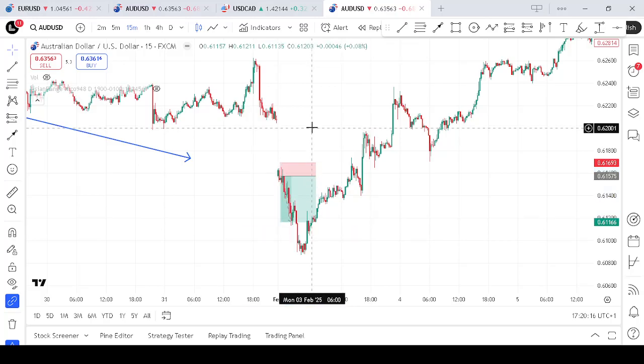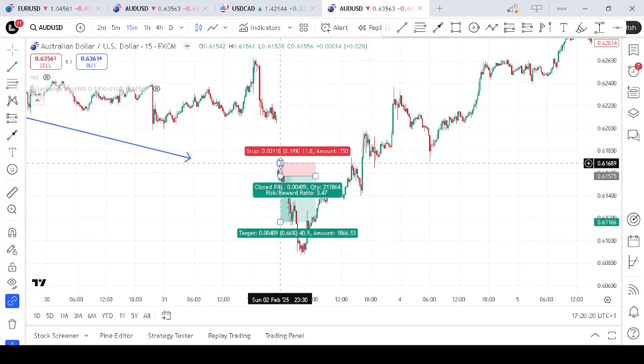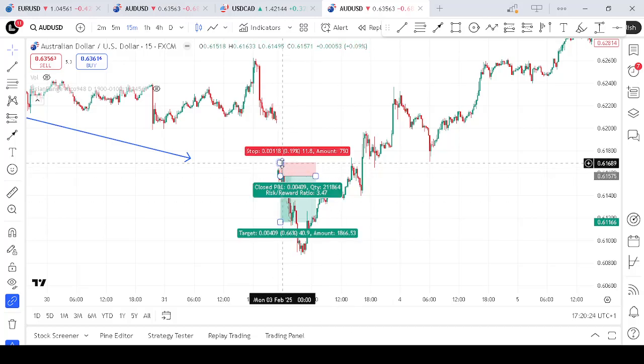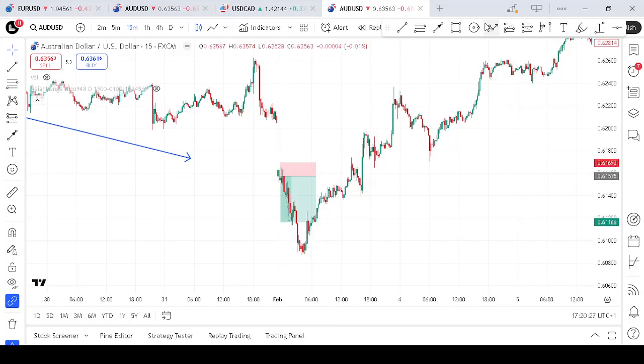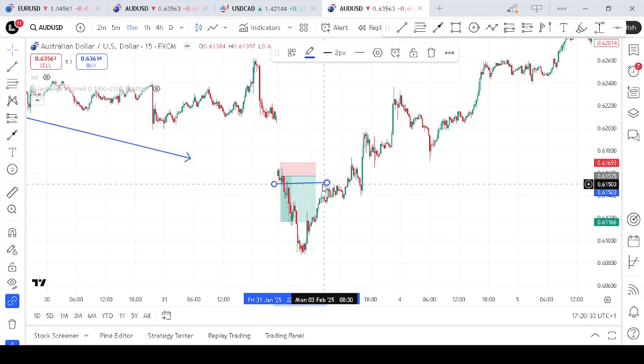You can also manage your trade in this strategy by securing profit, taking partials, or you put your stop loss in front of your entry position. Let's assume that this line is my stop loss line.